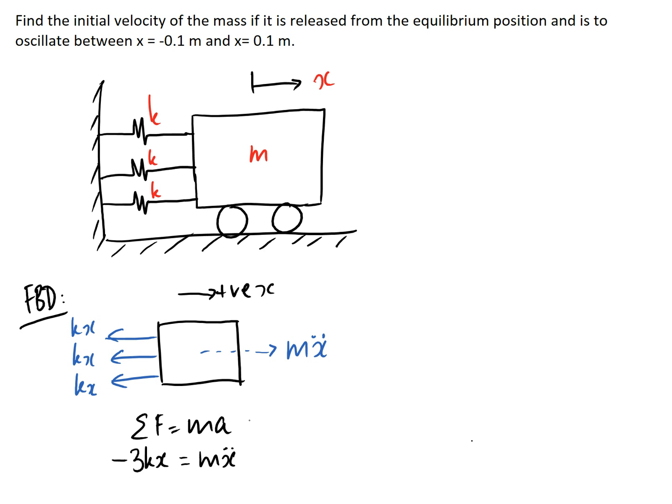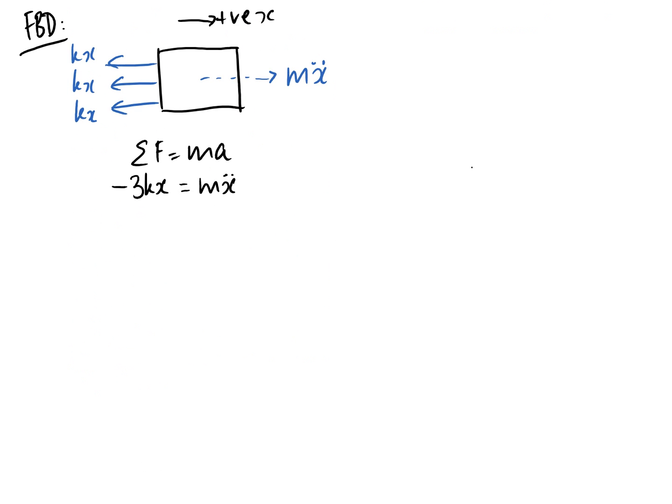So now I'm going to want to rearrange this equation so I have everything on one side. So I can make it 0 equals mx double dot plus 3kx. And if I divide by m, it's going to mean that I end up with a 1 in front of this x double dot. Like that.